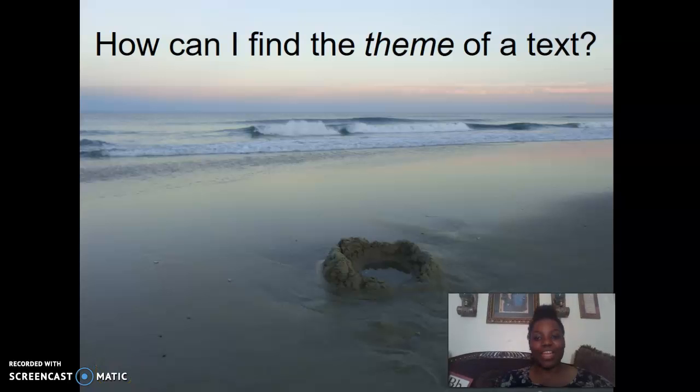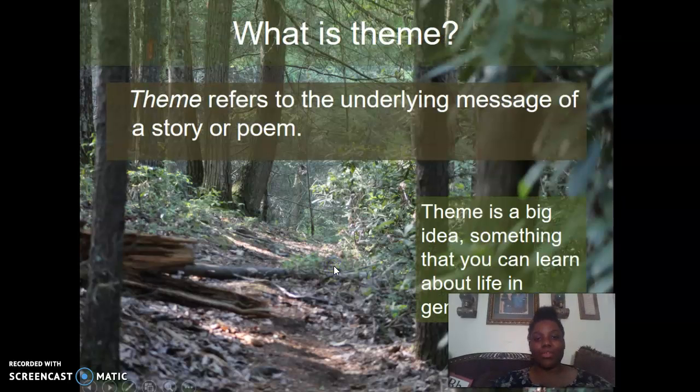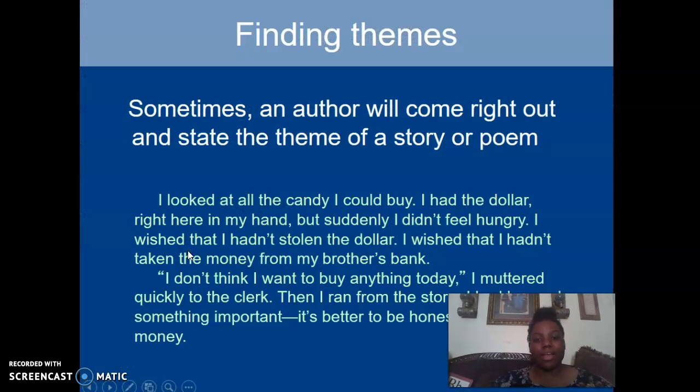We are going to start off today by talking about how we can find the theme of a text. Just to review, the theme is the big idea. It is the lesson that the author wants you to learn, or the message that they're trying to give you. Sometimes an author will come right out and state the theme of a story or a poem. This is called explicit statement. It is explicitly stated. It is right there on the paper.